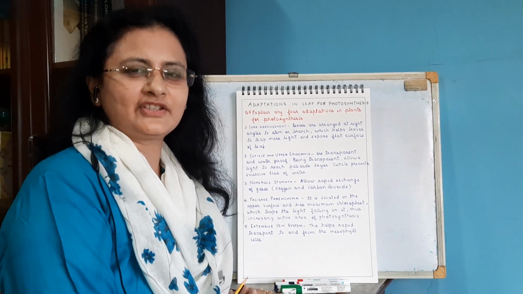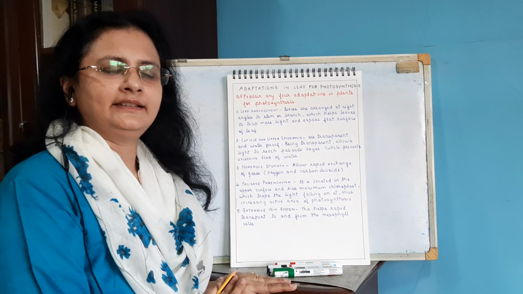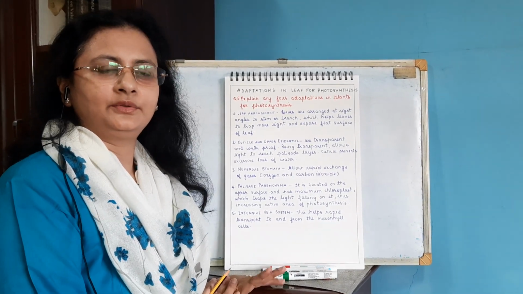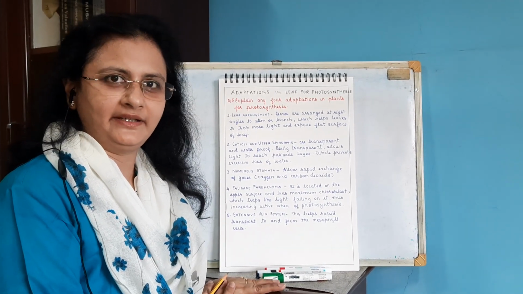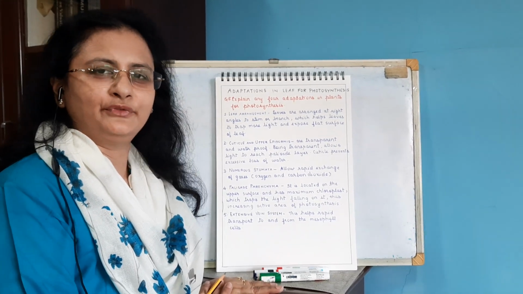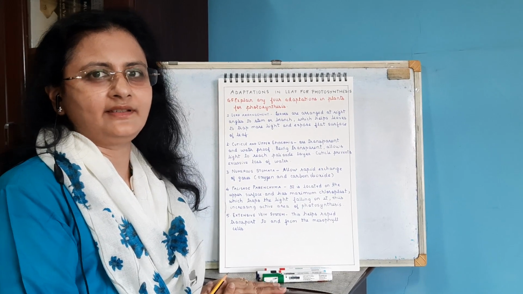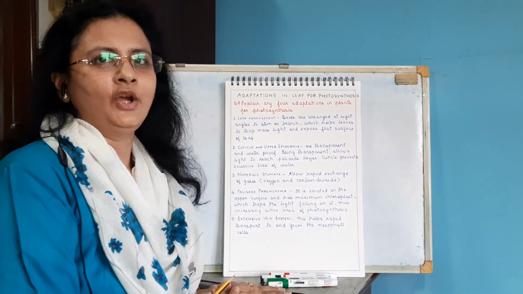Okay, in the earlier session we discussed the process of photosynthesis, then the actual mechanism of photosynthesis, the two main phases of photosynthesis, that is the light reaction and the light independent reaction. I hope you have understood all those aspects. Now continuing further with the topic, today we will discuss the adaptations in plants for the process of photosynthesis.